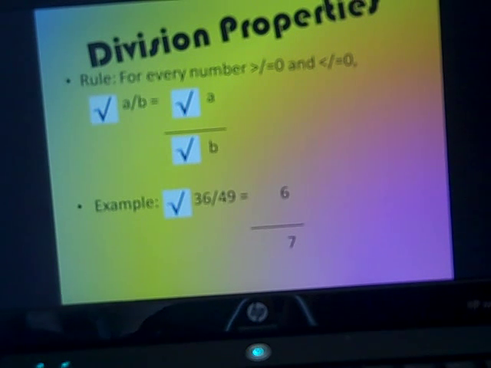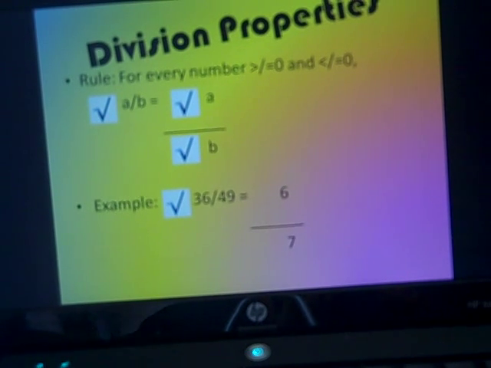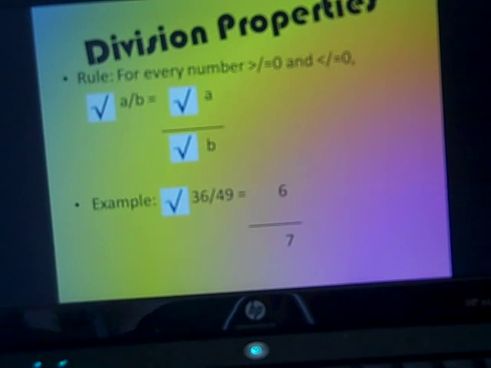Division properties. Rule: for A greater than or equal to 0 and B greater than 0, the square root of A divided by B equals the square root of A over the square root of B. So basically, the square root of 36 over 49 equals 6 over 7.